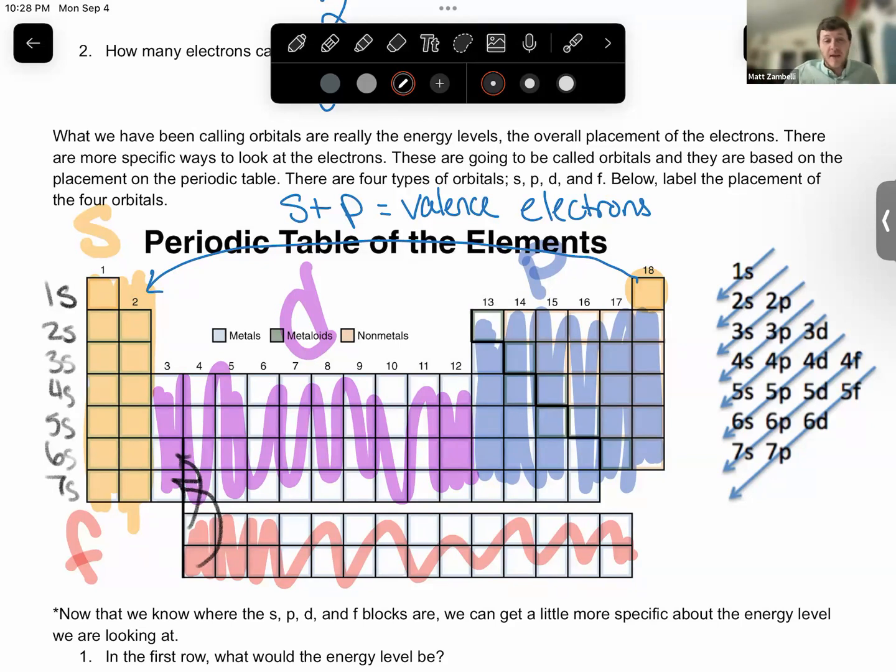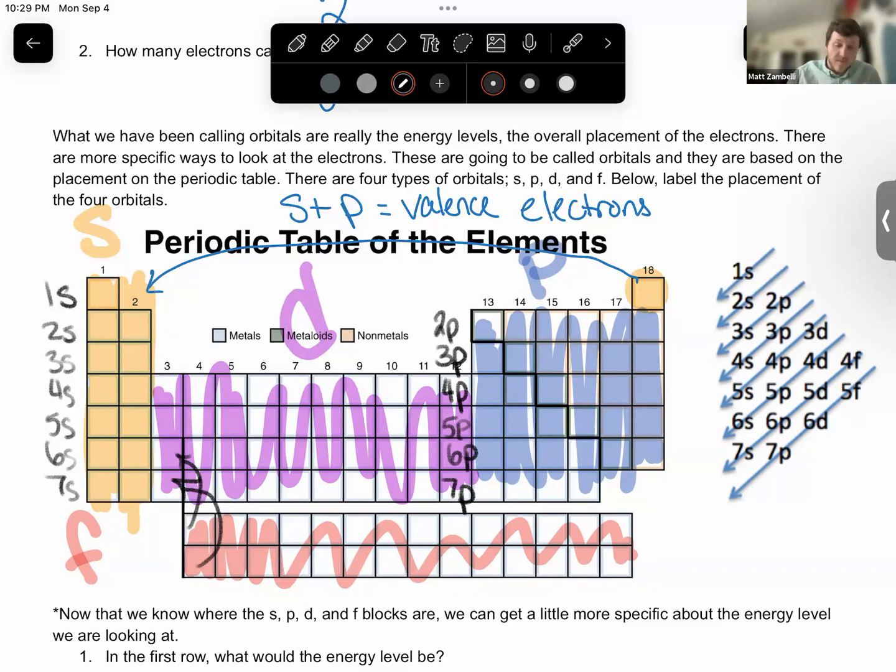Very similar with our P block. Remember that first row counts, so we skip down. Here is going to be 2p, which comes after 2s. 3p comes after 3s. We have 4p, 5p, 6p, and 7p. So those ones, just like the S block, are right there. Our D block is where it starts to get tricky.